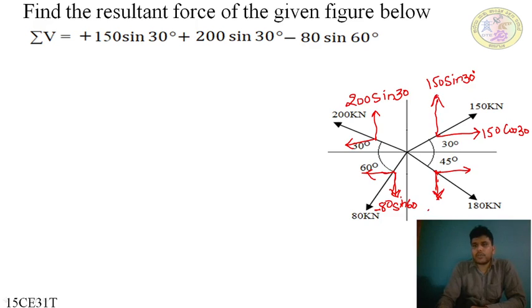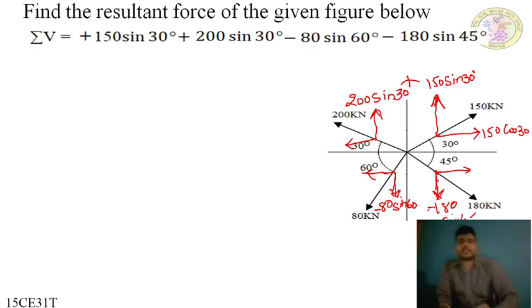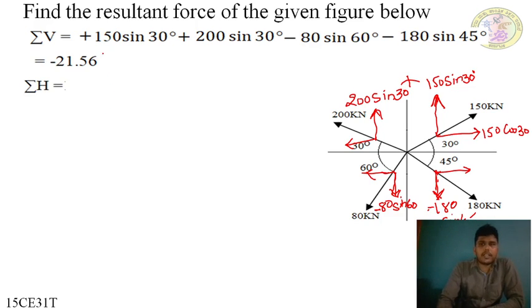Here both vertical components are positive, and the vertical component is negative here: minus 180 sin 45. By calculating this in the calculator, we get minus 21.56 kilonewton, because all the forces are in kilonewton.